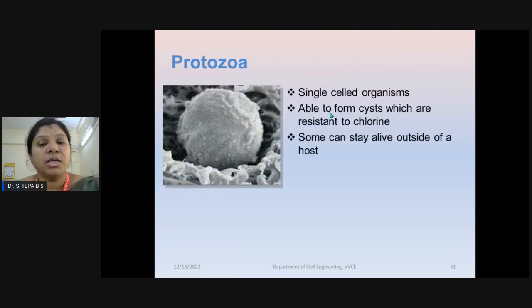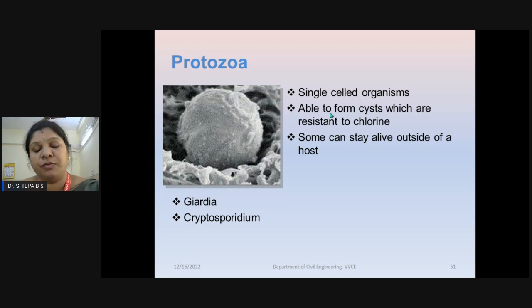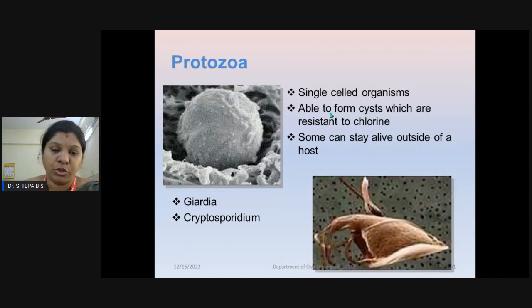Protozoa are single-celled organisms. They are able to form cysts, which can be resistant to chlorine most of the time, and some can even stay alive outside of the host cell. In the case of viruses, a host cell is needed for survival most of the time, and very rare viruses can sustain outside. Protozoa can also sustain themselves outside the host cell. The most important protozoa are Giardia and Cryptosporidium.